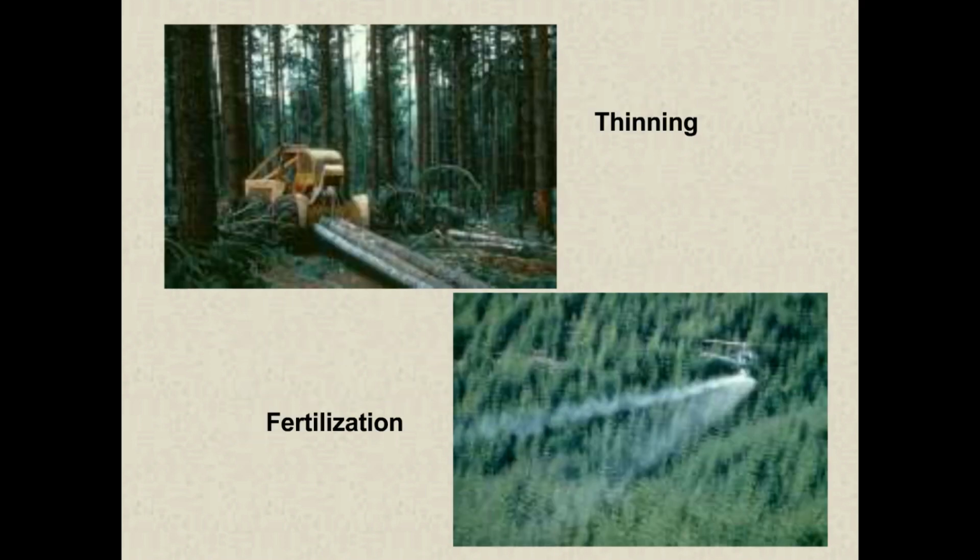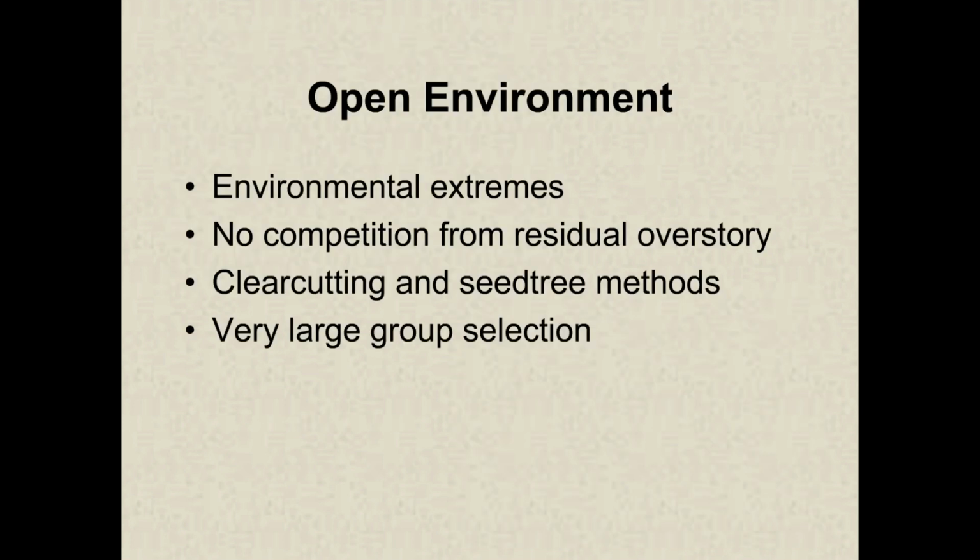Thinning. Is that a silvicultural system? No. It's an intermediate treatment. Would it make babies? Maybe, maybe not. Fertilization, obviously, intermediate treatment. When we do these things, we're talking about, going back to square one, manipulating the environment. We either manage for an open environment, or we'll have as a consequence, environmental extremes, the temperature, the moisture, that sort of thing.